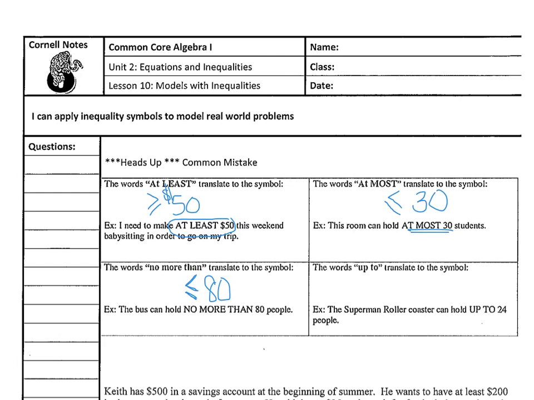Up to, so the Superman roller coaster can hold up to 24 people. So that is 24 people or less. So we say less than or equal to 24. Now for each of these you would probably put some sort of variable. Here let's put M for money. Here let's put S for students. Here let's put P for people. And Superman will do the same thing, P for people.